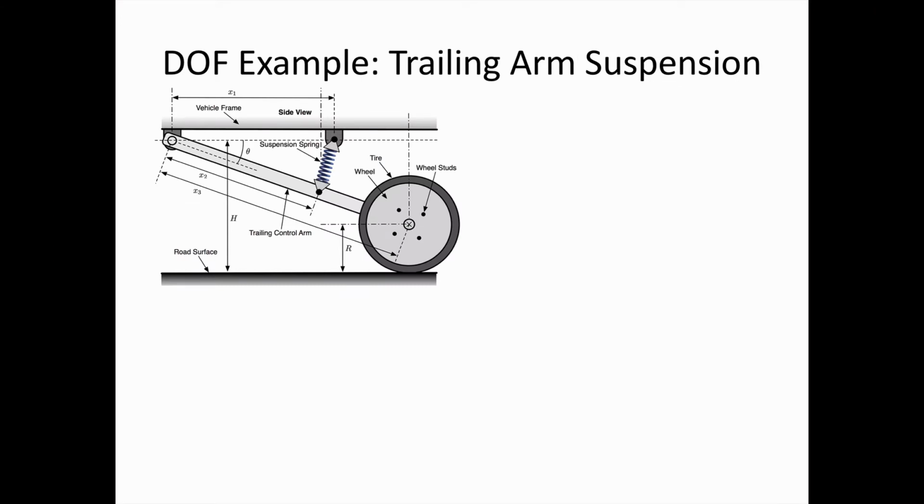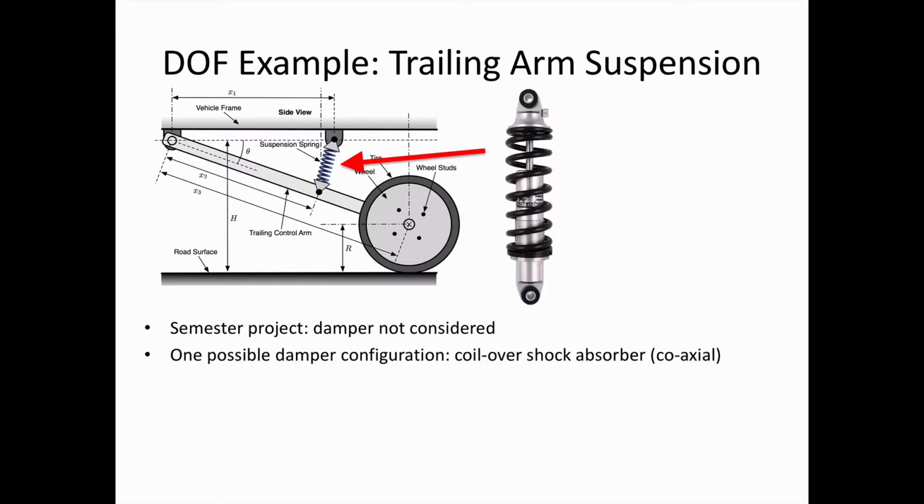Let's look at another example. The trailing arm suspension from the project can be simplified a bit and analyzed for the number of degrees of freedom in the system. I want to point out here in this video just a few things about the configuration of this system in the semester project, mainly because we're not really considering dynamics of the system. We're not looking at the details of the damper.